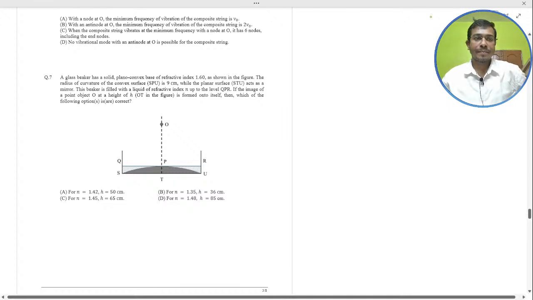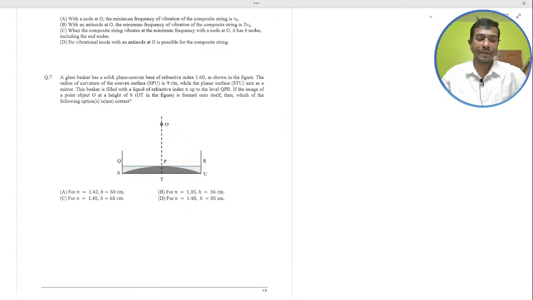A glass beaker has a solid plano-convex base of refractive index 1.60 as shown in the figure. The radius of curvature of the convex surface is 9 meters, while the planar surface acts as a mirror. This beaker is filled with a liquid of refractive index n up to the level QPR. If the image of a point object O at height h is formed onto itself, then which option is or are correct?